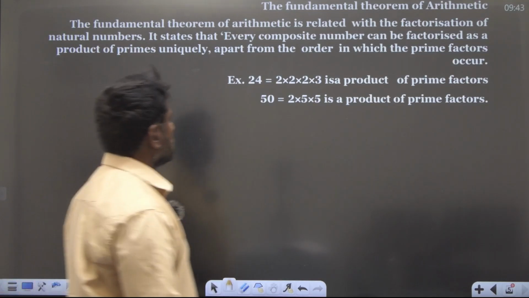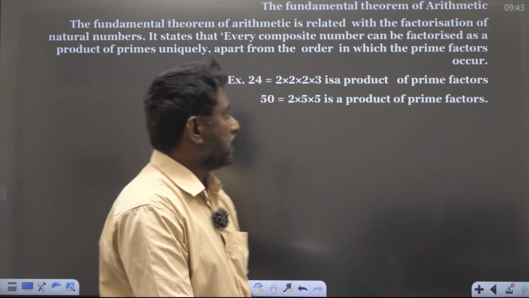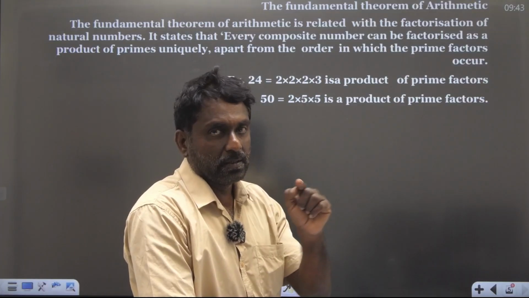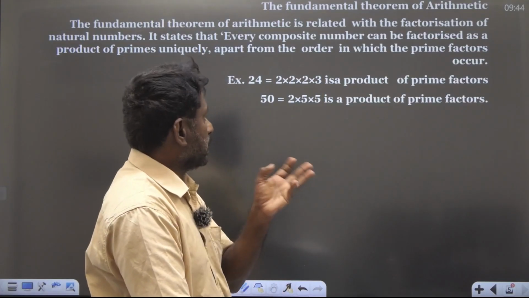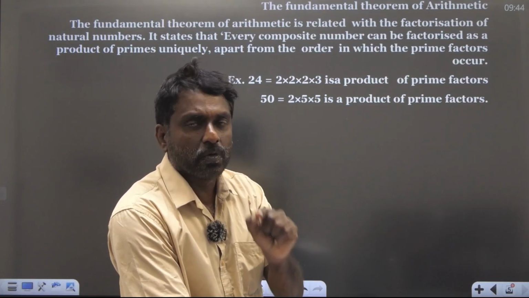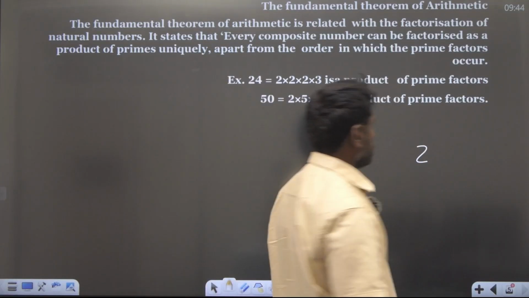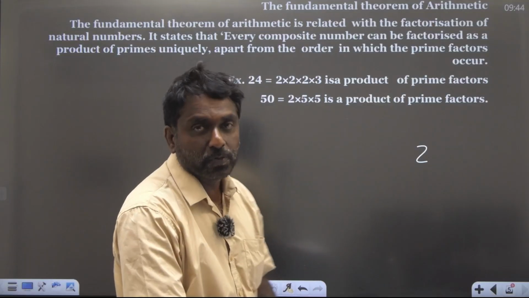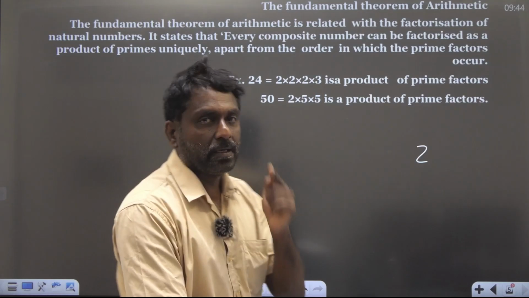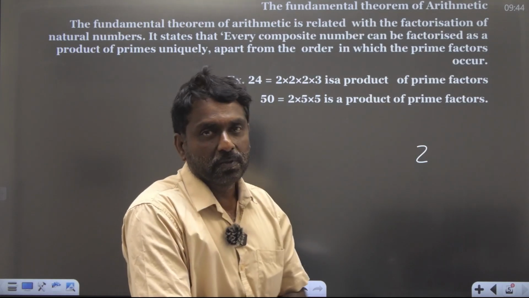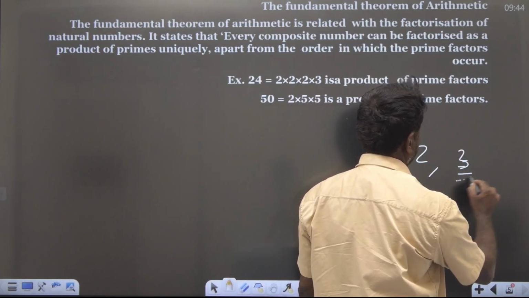That means, suppose we take 24, which is a composite number. A composite number means that, except one and the number itself, at least one other factor exists. A prime number means only one and the same number are factors. For example, 2 is a prime number. 2 is the least prime number, and the only even prime number is 2. 3 is another prime number.